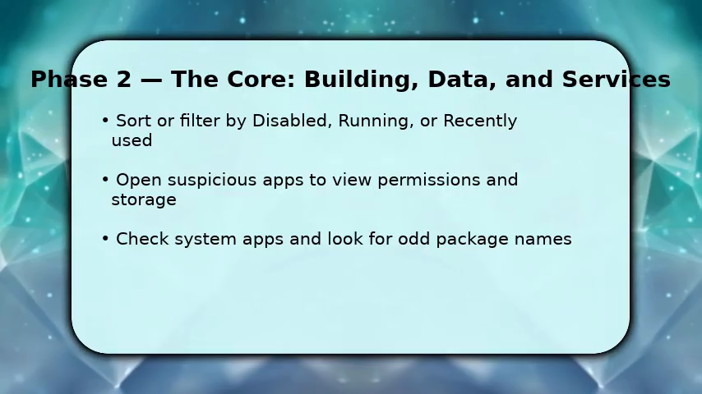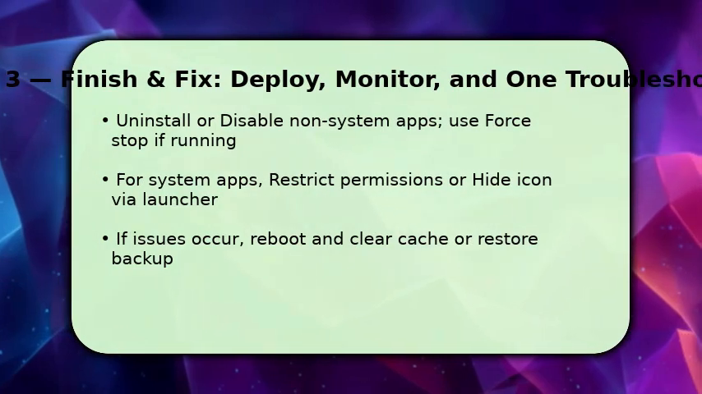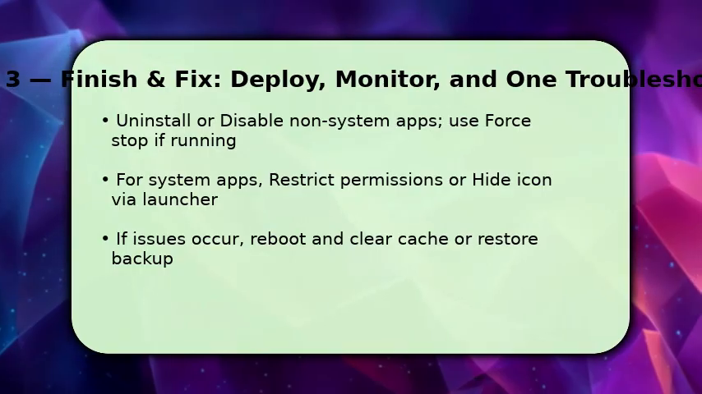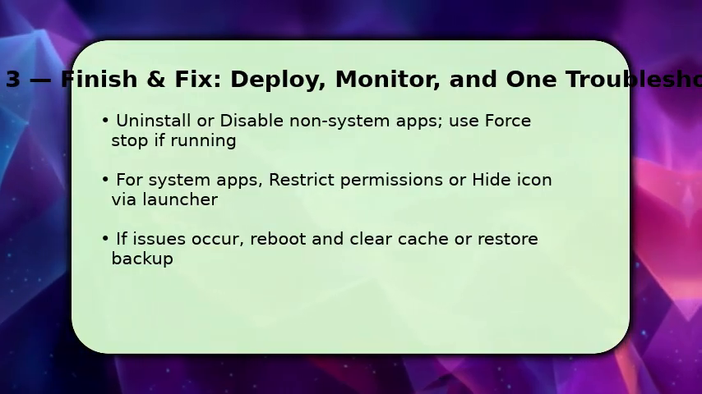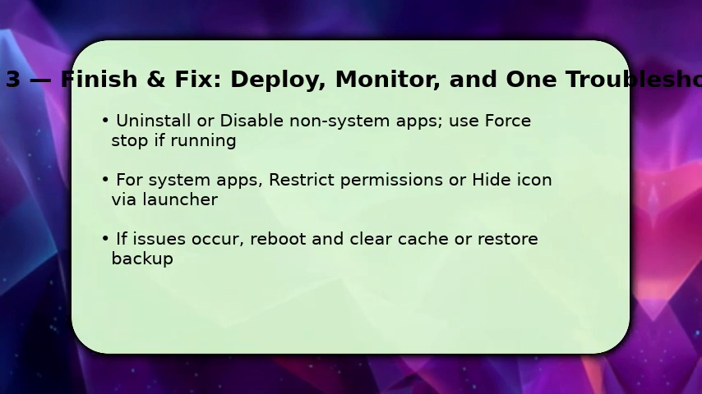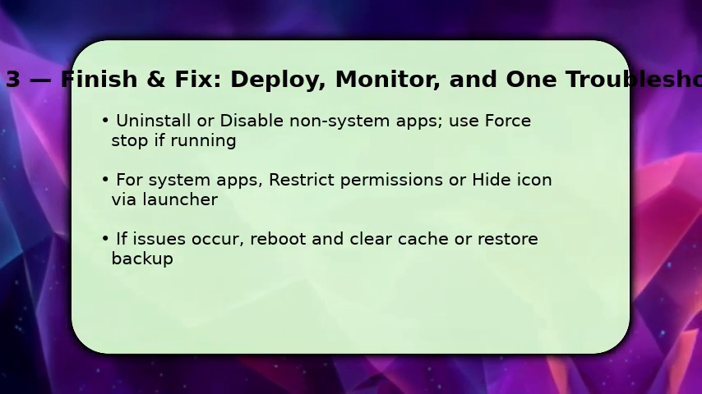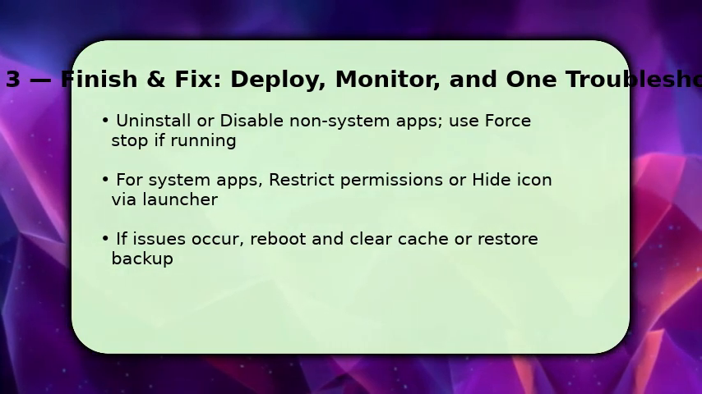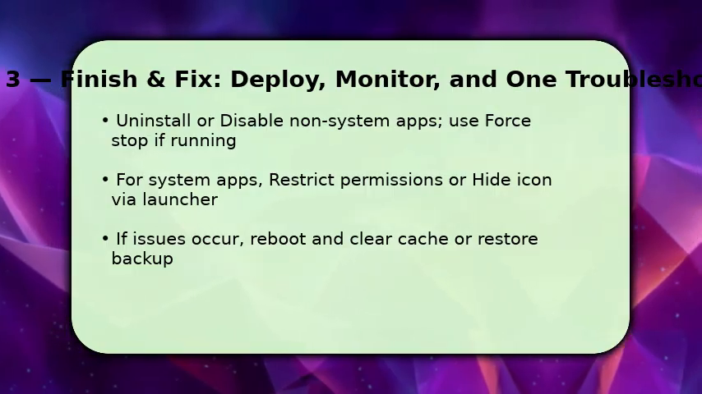Finish by removing or disabling the hidden app. You uninstall non-system apps or disable and force stop ones that run in background. For system apps you cannot remove, restrict permissions and hide the icon via your launcher. This is safer. Once done, reboot to ensure changes take effect.